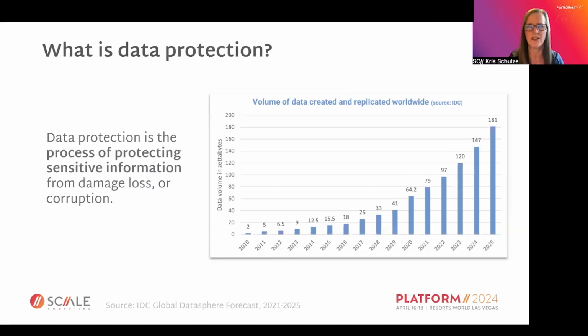First, we need to acknowledge the significance of data in today's business landscape. Data fuels decision-making, innovation, and competitiveness. However, with great data comes great responsibility. Business operations depend on data, and even a short period of downtime or a small amount of data loss can have major consequences on a business.